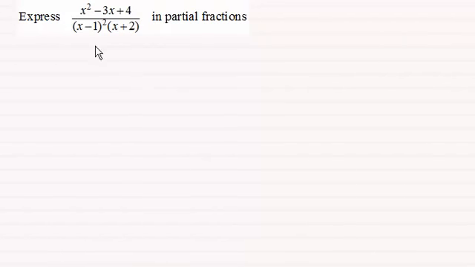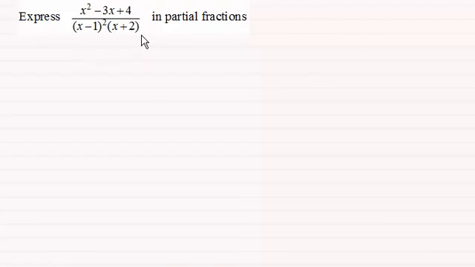And in this example we've got the fraction x squared minus 3x plus 4 all divided by (x minus 1) all squared multiplied by (x plus 2). And what we've got here is a repeated factor, x minus 1. You can see it's squared.